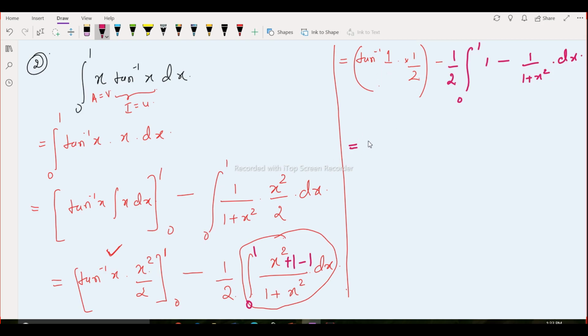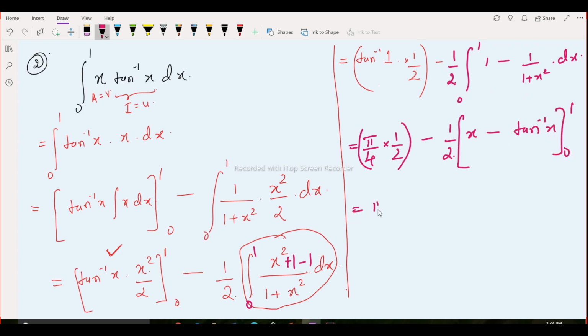Now tan inverse 1 is what? 45, that is pi by 4, because tan of pi by 4 is 1, into 1 by 2. So this part is done, minus half. Now integrate this. So see, integration of 1 is x, minus integration of 1 upon 1 plus x square, which is tan inverse x, and the limits 0 to 1. Now this will become pi by 8 minus half into integration. Now let's put the limits. So 1 minus tan inverse 1 is what? Pi by 4. And when you put 0, this will become 0. Tan inverse 0 is also 0.